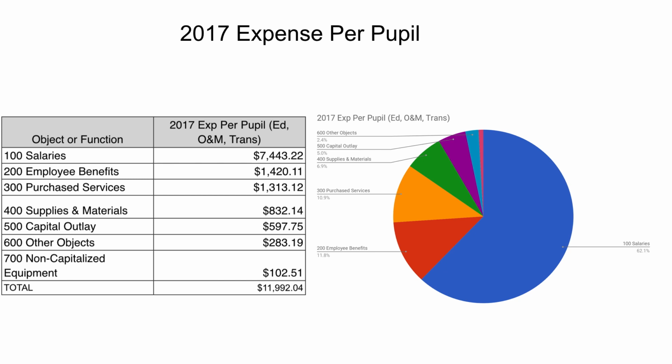You can see in the following graph how we expend our funds per student. Being service-oriented, the majority, three-quarters of these expenses, are in salaries and benefits. Purchased services represent $1,300 per student. Supplies and materials are the next largest at $832 per student.